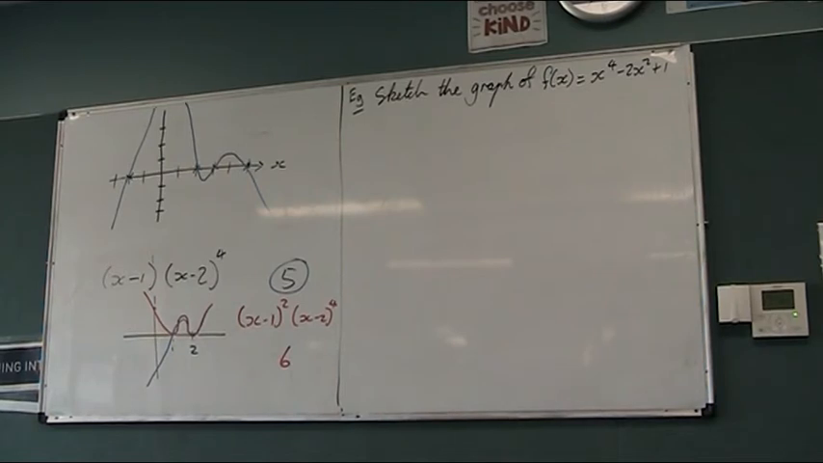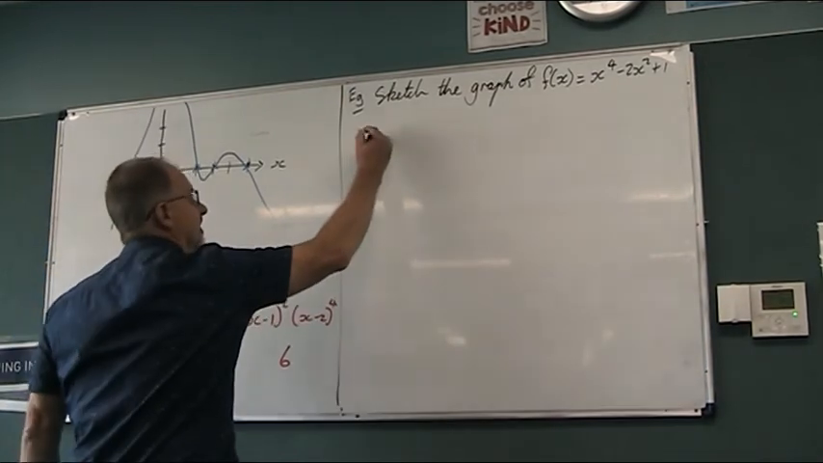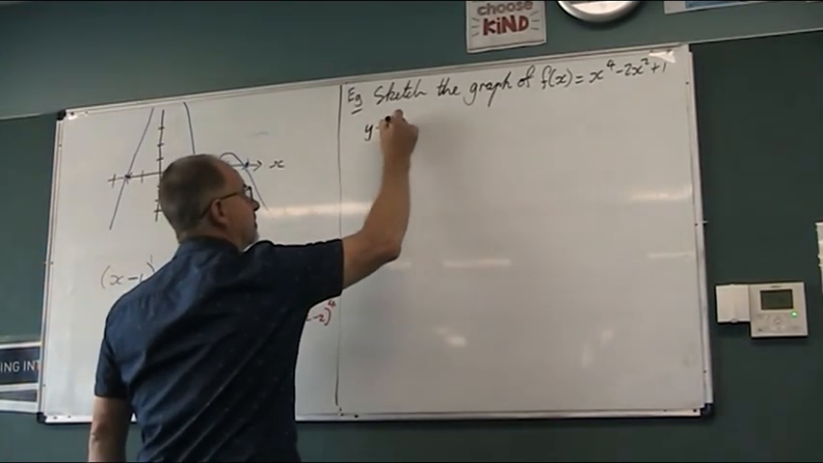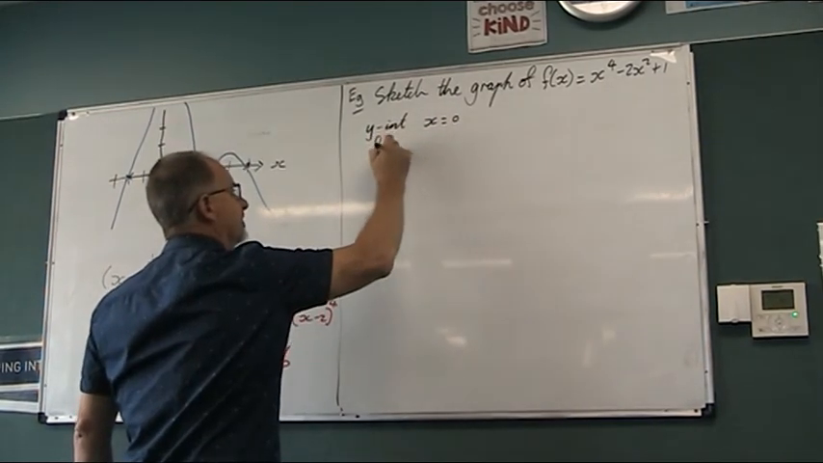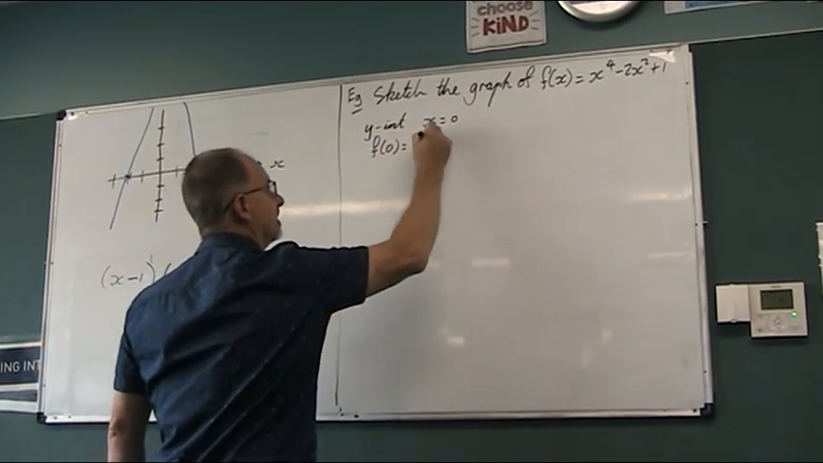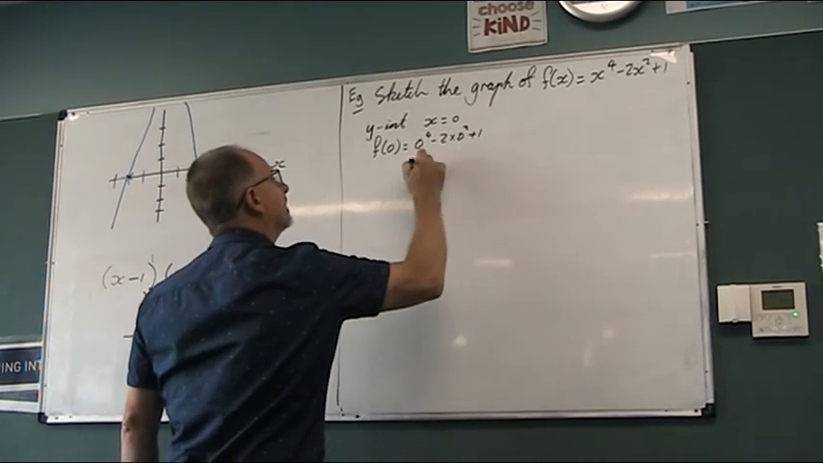Alright, so if we're sketching a graph, what do we need? We need the intercepts. So let's go y-intercept first of all, that's the easiest one. X equals 0, f of 0 is 1, so y equals 1.